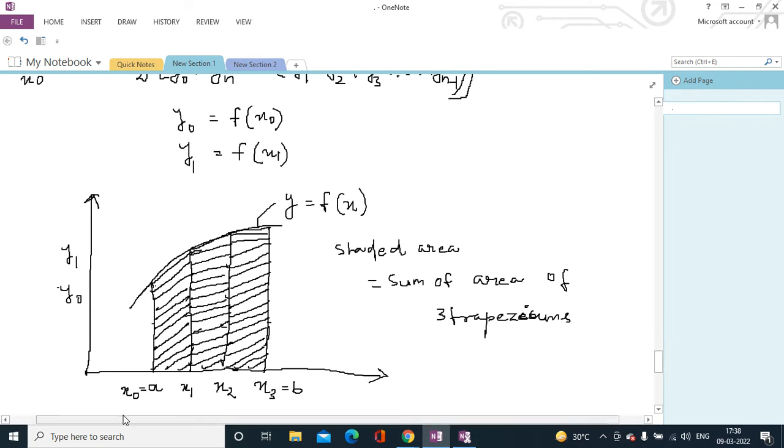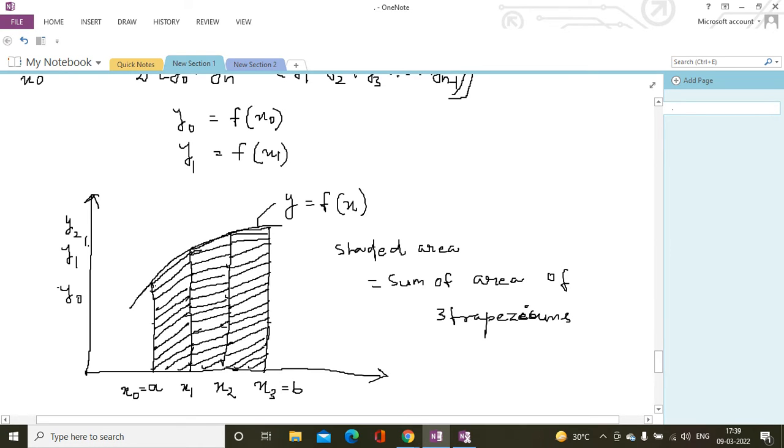But in case of the trapezoidal rule, we are joining the curve points x0 and y0, x1 and y1, similarly x2 and y2. So this value will be y0, this value will be y1, and similarly corresponding to x2 we will get y2. Okay guys, so this will be y2. So we are joining y0 with x0, y1 with x1, and y2 with x2.